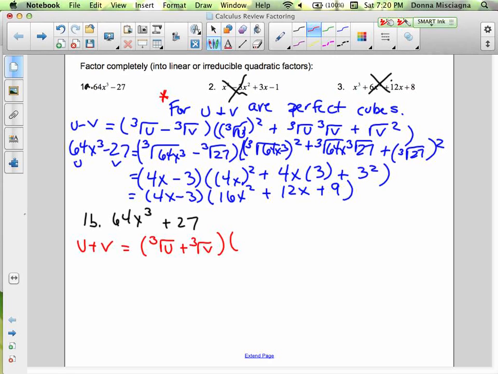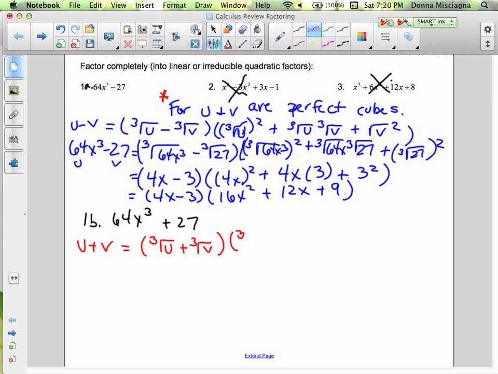So you already see that in the first one we had a minus. This time we have a plus, right? And then there's only one negative in the whole thing. You just got to remember the second term is negative. Otherwise the middle terms wouldn't drop out and you wouldn't just have a sum of cubes.